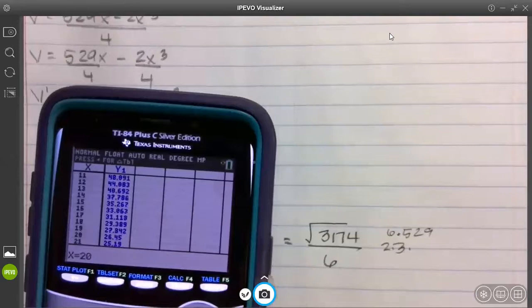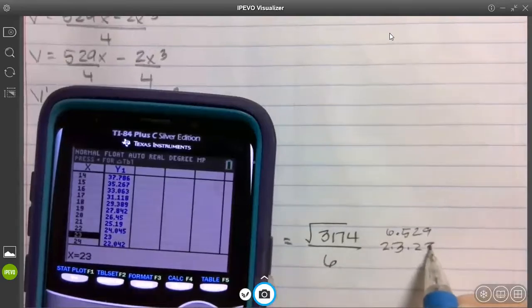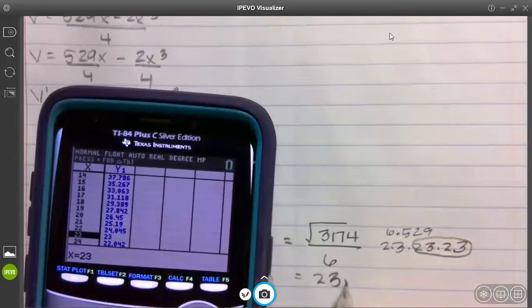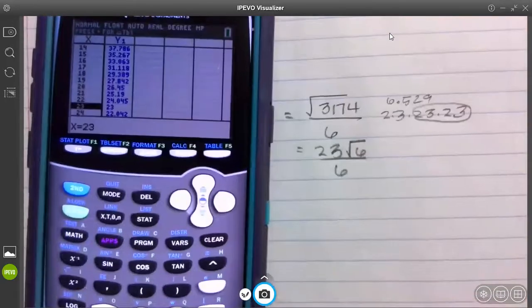Keep going down. There's some 23 and 23. All right, so I have pairs of 23s. Those will come out. I left the square root of 6, and it's over 6. So you'll see that on your paper.